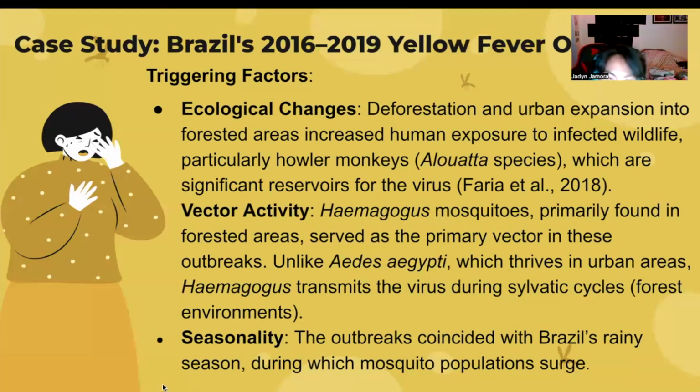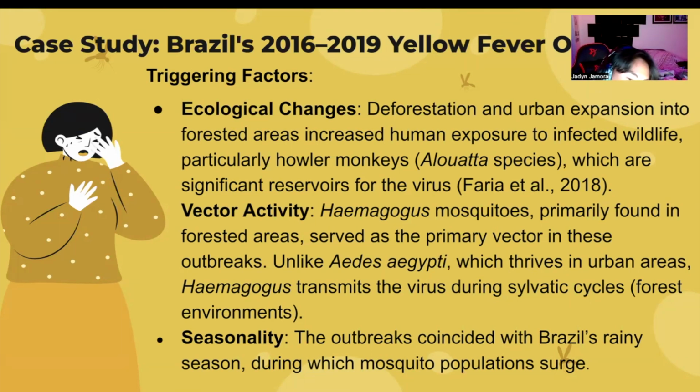These ecological changes not only disrupt wildlife habitats, but also create conditions that amplify disease transmission by bringing human populations into closer proximity to vectors and reservoirs. The primary vector for these outbreaks is the Haemagogus mosquito, which is predominantly found in forested regions. This mosquito plays a crucial role in the sylvatic, forest-based transmission cycle of the yellow fever virus, unlike Aedes aegypti, which thrives in urban areas and is commonly associated with urban transmission of diseases like dengue and Zika.